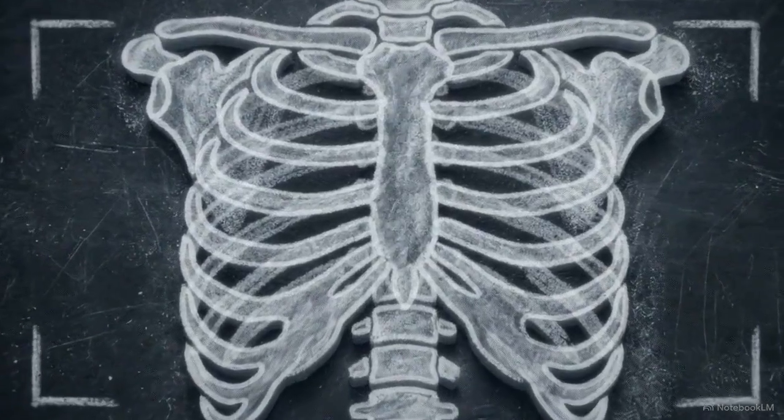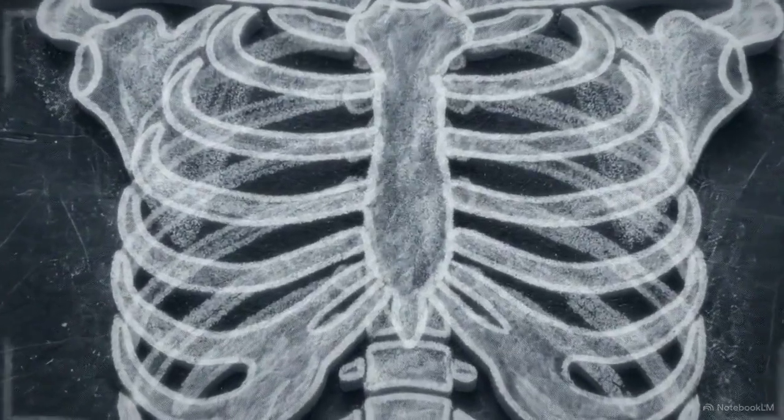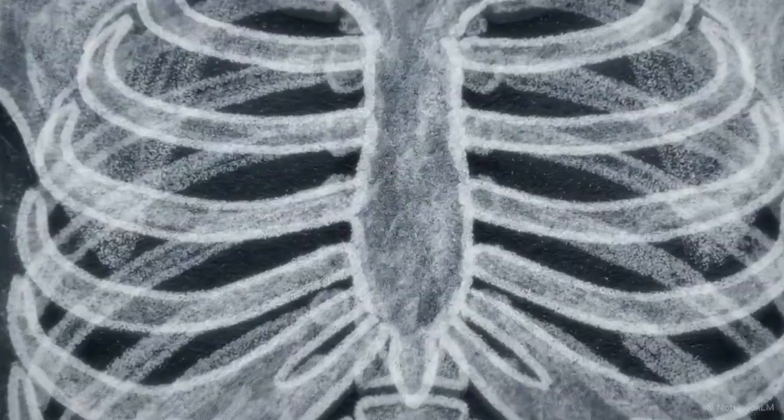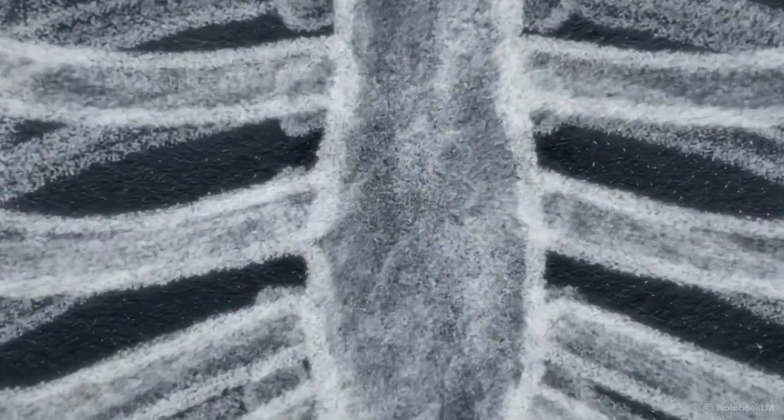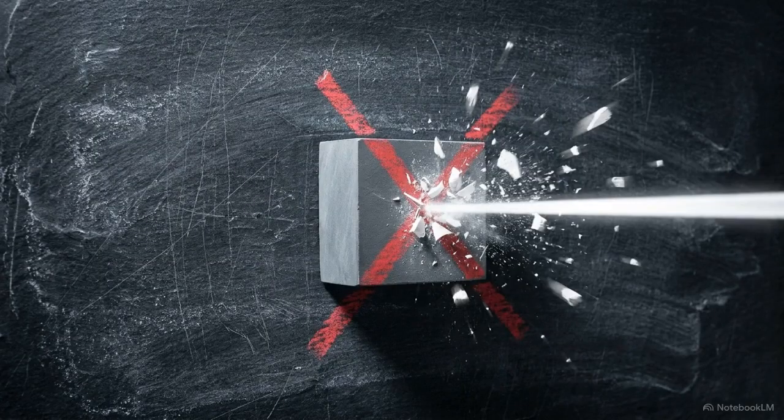X-rays and CT scans measure physical density. Bone blocks radiation, air lets it pass. But with magnetic resonance imaging, that physical model stops entirely. An MRI doesn't measure how effectively a tissue blocks a beam.